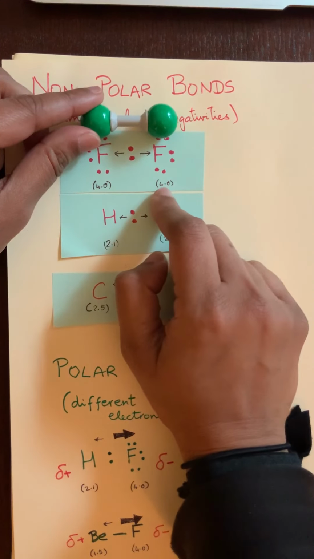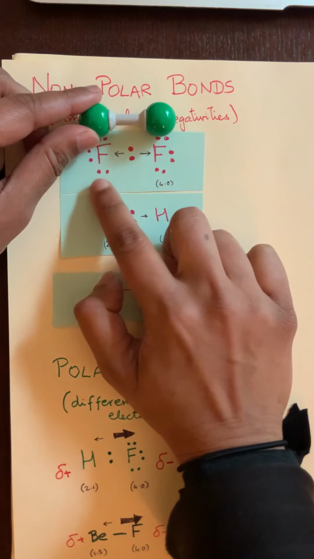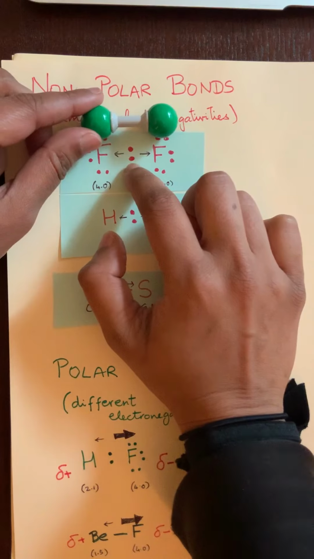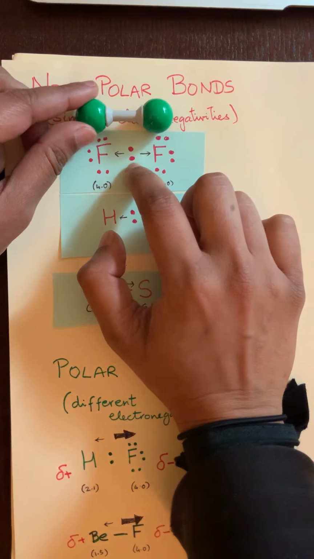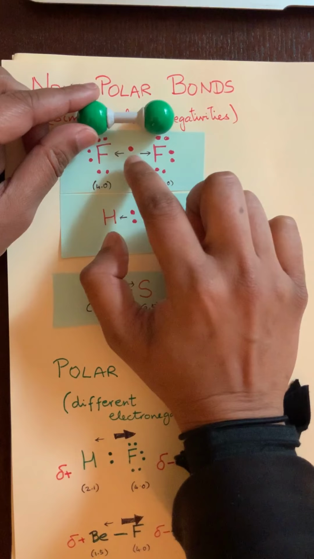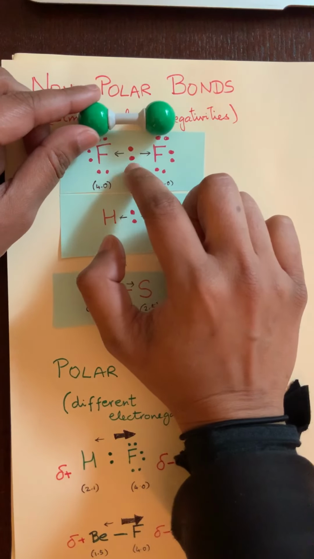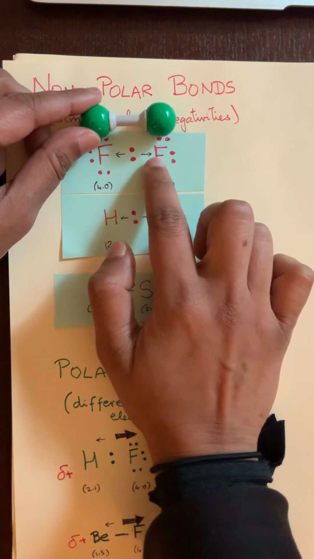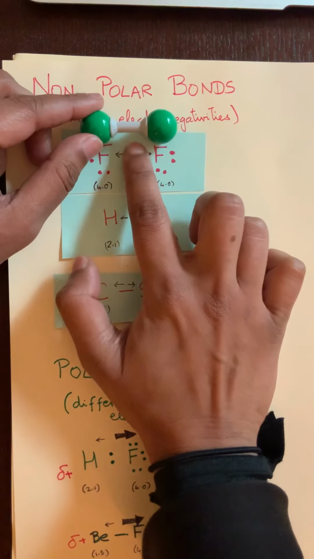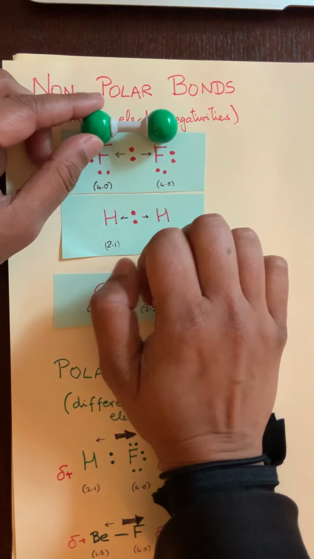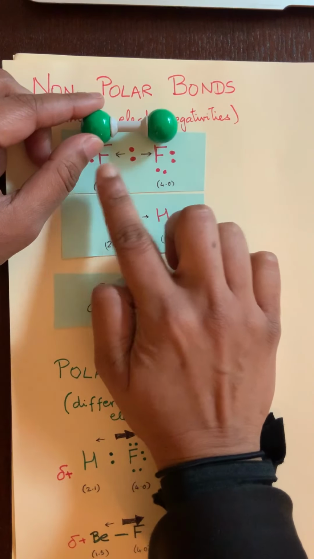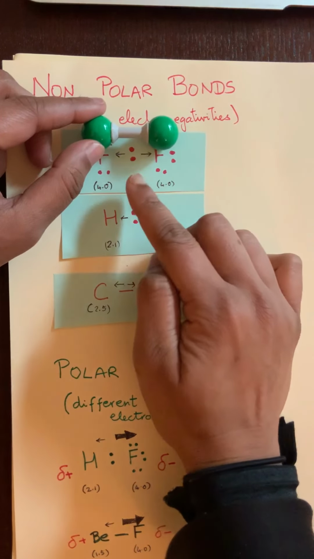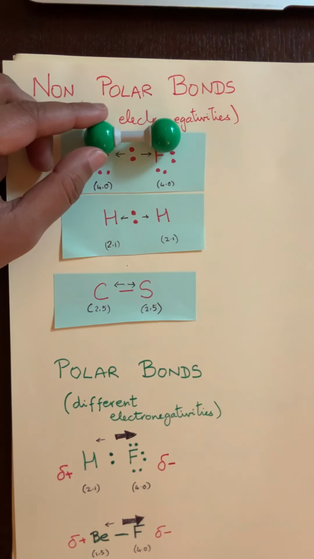Since both of them have the same electronegativity, both of these fluorines have the same pull on those electrons. Think of this as a game of tug of war. If both of these fluorines were in a tug of war competition for those electrons, which fluorine would win? This has a strength of 4, that has a strength of 4, so they're equally strong, which means neither of them is going to win. Those electrons are going to stay right in the middle, so neither fluorine is going to have that partial negative charge that comes with having electrons closer to it.